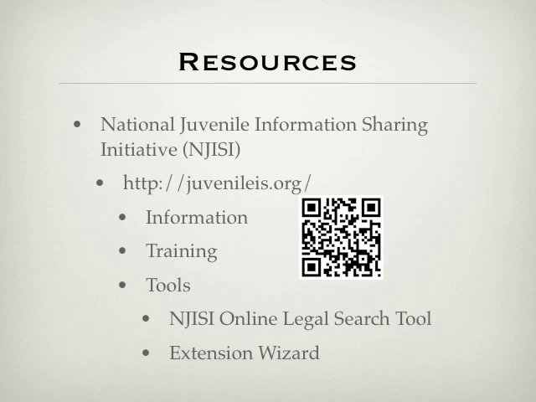Finally, let's point you at a few resources where you can get more information. If you're at all interested in information sharing within the juvenile community, your first stop ought to be the National Juvenile Information Sharing Initiative website. This project funds a lot of different things, including the video you're almost done watching now. You can get to it via the URL shown on screen, or you can scan that barcode with a smartphone to get there in that manner as well. Once you get there, you'll find all sorts of information about information sharing, as well as training materials, videos like this one and others, and other tools, including the online legal search tool, which lets you search for juvenile-related laws and regulations online, as well as the extension wizard, which is a tool to help you use the NIEM and the CYFS domain in an easy and friendly manner.